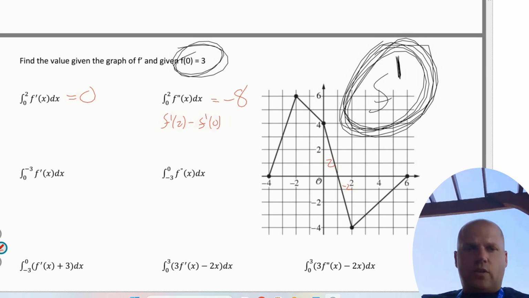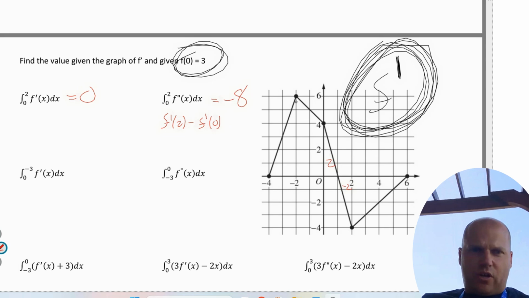Zero to negative 3, you're going backwards. It's F prime. This is F prime. So I want to accumulate this. Oh, look, it's a trapezoid. Base 2, heights of 4 and 6, so this is 10. There's another trapezoid.